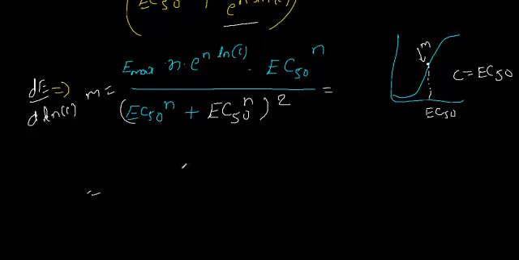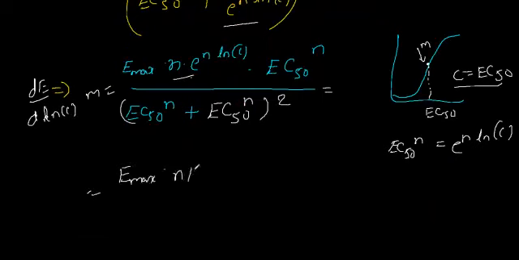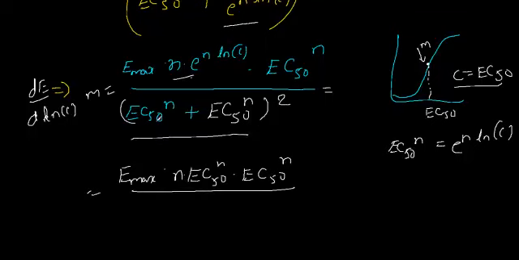So then, when EC50 is equal to c, I'm going to rewrite EC50 to the power of n as e to the power of n ln of c. So I'm going to plug this EC50 here, and I'm going to rewrite this equation right now. So here, e max times n times EC50 times EC50 to the power of n, by the way, divided by 2 times EC50 whole square, right? 2 times EC50 whole square.